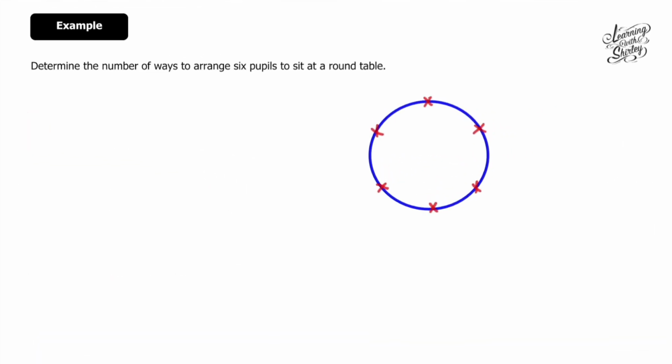Let's look at this example. Determine the number of ways to arrange 6 pupils to sit at a round table. So the keyword here is round. And it's pupils, so pupils are considered unidentical objects, okay? And for this, n is equal to 6. Let's say this is A, B, C, D, E, F. Student A, student B, student C, student D, student E, student F. They can sit in this way. So this is one way.